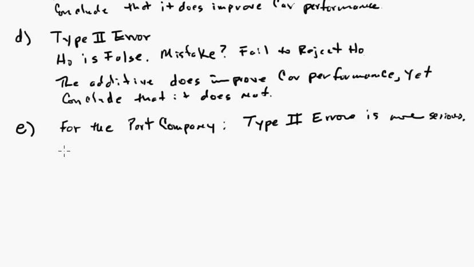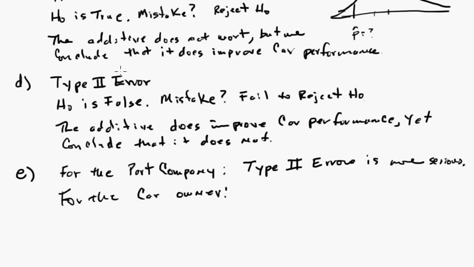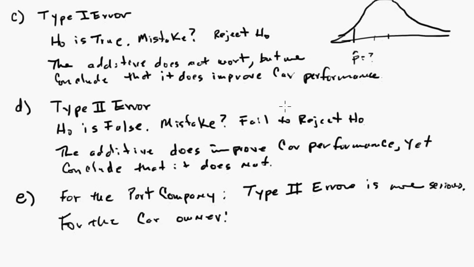From an economic point of view. What about from a consumer? What about for the car owner? Well, I think that a type 1 error is worse. This is my personal opinion. The reason is that I don't like to get ripped off. I don't think anyone does. I don't want to spend my money on something that isn't going to help me.